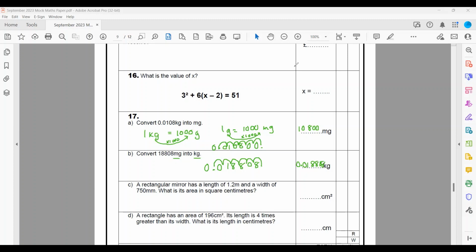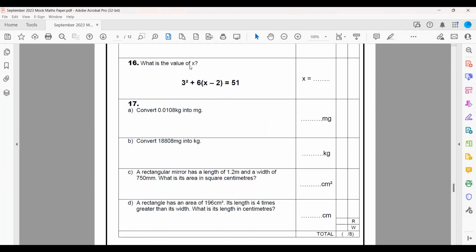So looking at part 17C, here we're told we have a rectangular mirror with a length of 1.2 meters and a width of 750 millimeters, and we've been asked to find its area in square centimeters. So the way I would always teach this is I would recommend you draw yourself a rectangle, okay? And we have been given our length in meters and our width in millimeters, and they want the area in centimeters. So we can convert first of all. So our length would be 1.2 times 100 would be 120. To convert millimeters into centimeters, we divide by 10. So this becomes 75. So our sum will be 120 times 75.